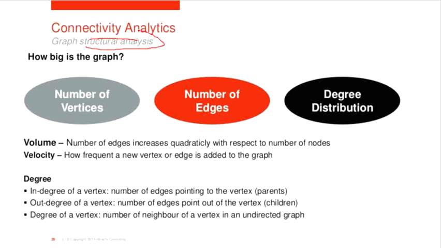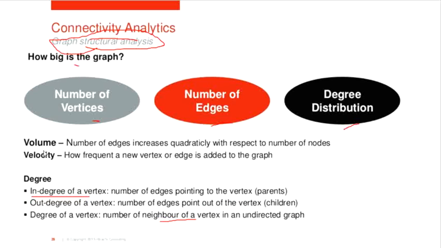This is basically getting an idea of the graph structure. Okay, how big the graph is, what are the number of vertices, what are the number of edges, and what is the degree distribution. Okay, and the degree distribution refers both to the in degree of a vertex, so you know the number of edges pointing to a vertex, out degree, number of edges pointing out of the vertex, and the complete degree would comprise of both of these. So it is the number of all of the neighbors of a vertex in a unidirectional graph.